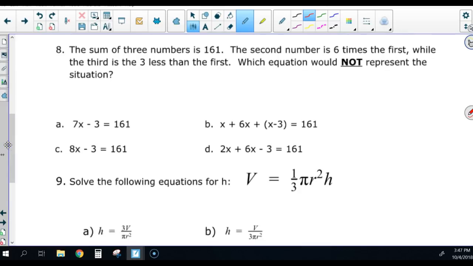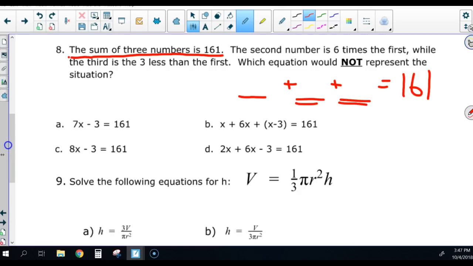Number 8. The sum of 3 numbers is 161. Without reading any further, I know that I need blank plus blank plus blank equals 161. Second number is 6 times the first, while the third number is 3 less than the first. So they're telling me the second, they're telling me the third. I know nothing about the first. That will be my unknown.